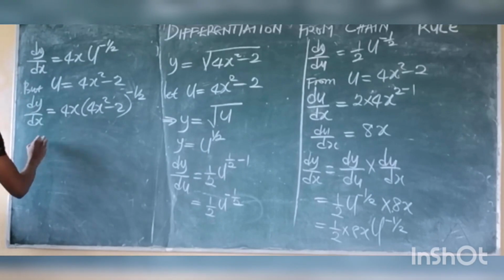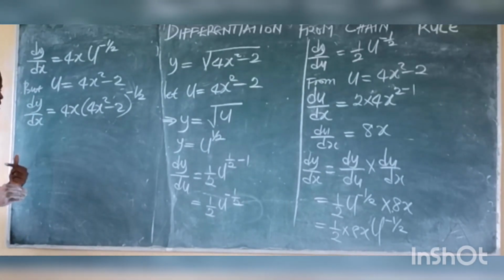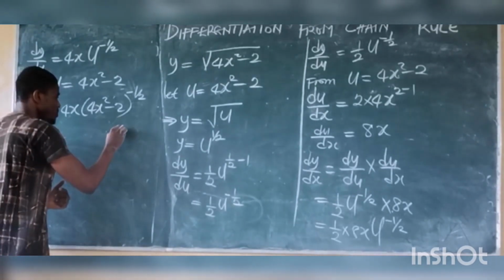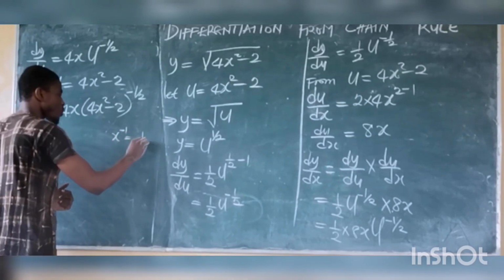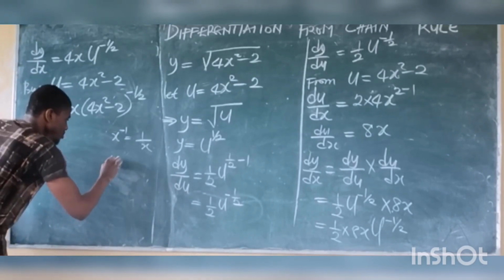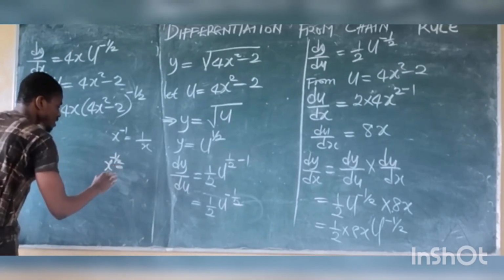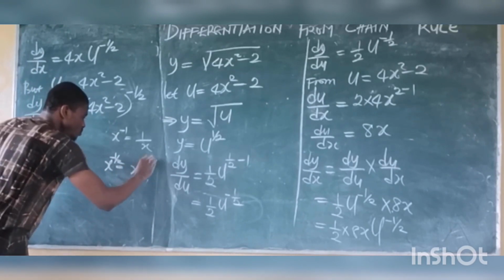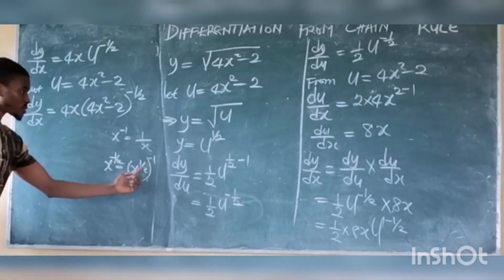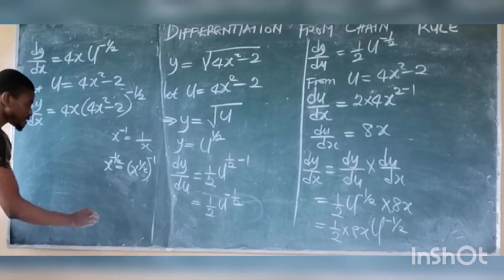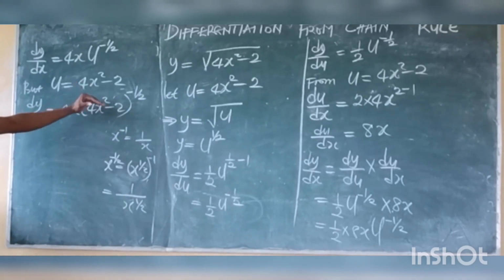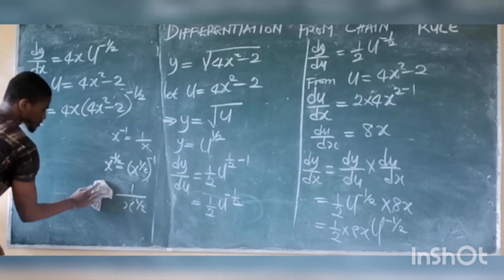Now recall in indices, if you have x to the power of minus 1, this means 1 over x. Also, if I have x to the power of minus 1 over 2, this means x to the power of 1 over 2 to the power of minus 1, such that if I expand the bracket, 1 over 2 multiplied by minus 1 still gives me minus 1 over 2. And this is actually 1 over x to the power of 1 over 2.